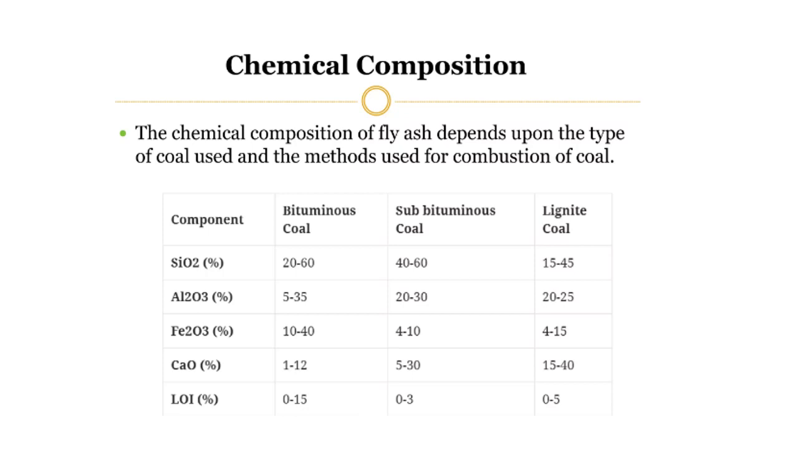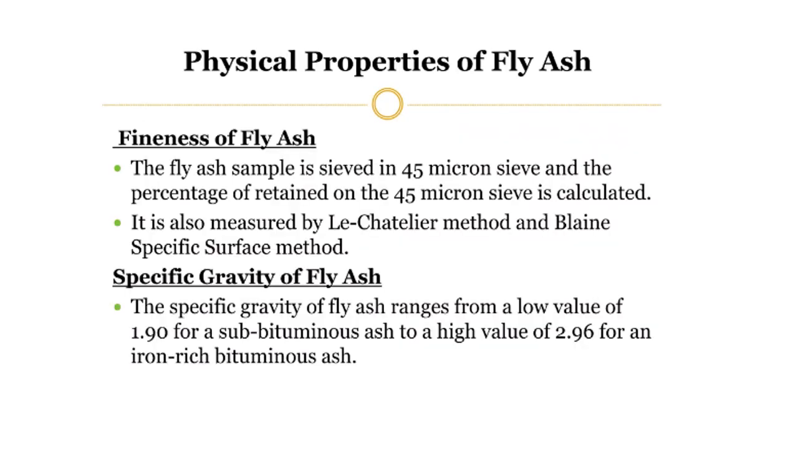This table shows the chemical composition of fly ash. Some of the properties of fly ash: the fly ash sample is sieved through 45 micron and the percentage retained on 45 micron is calculated. Also measured in the Le Chatelier method and Blaine specific surface apparatus.